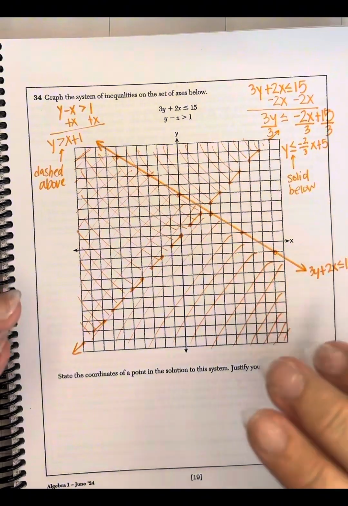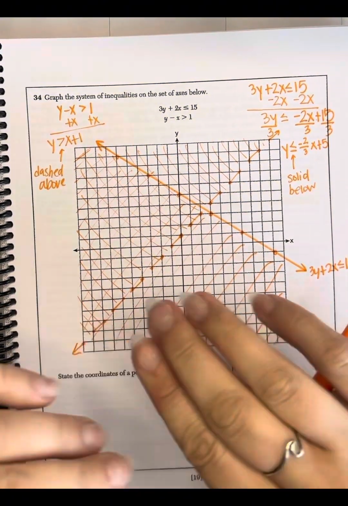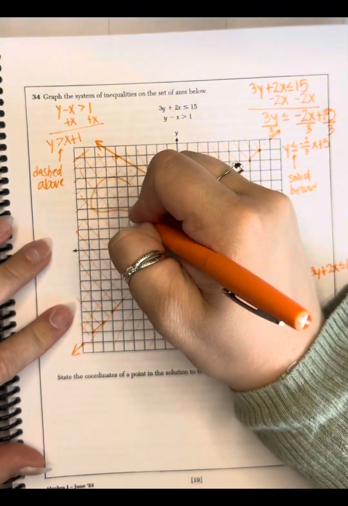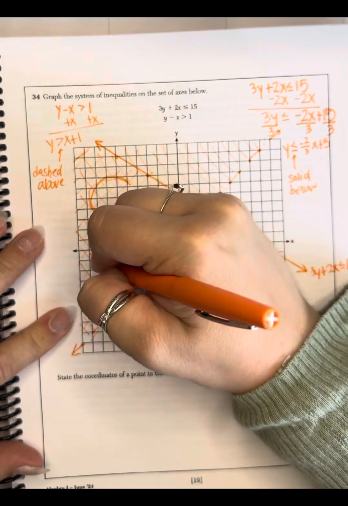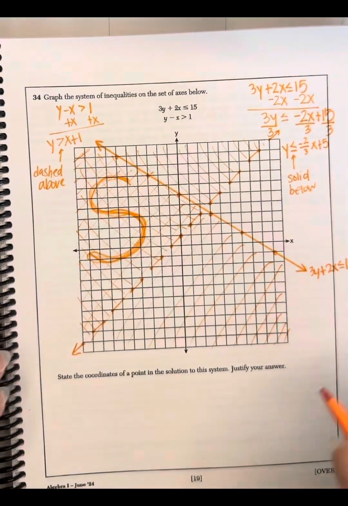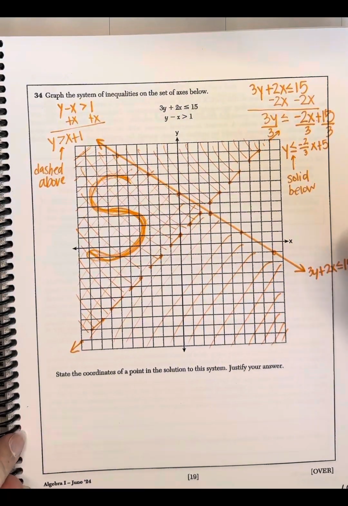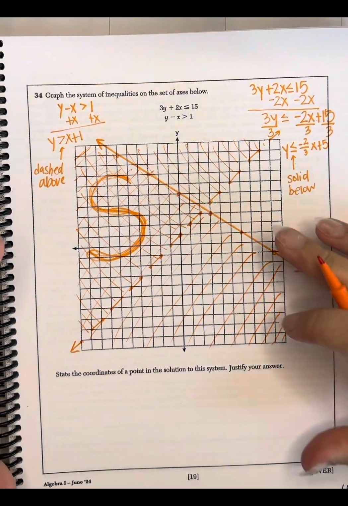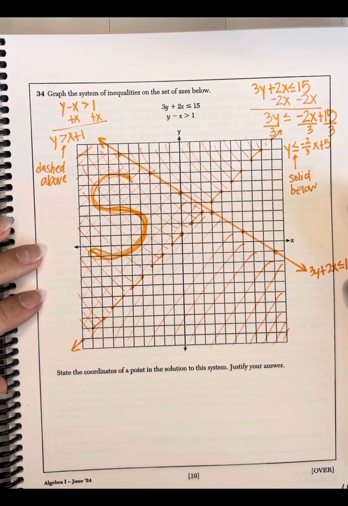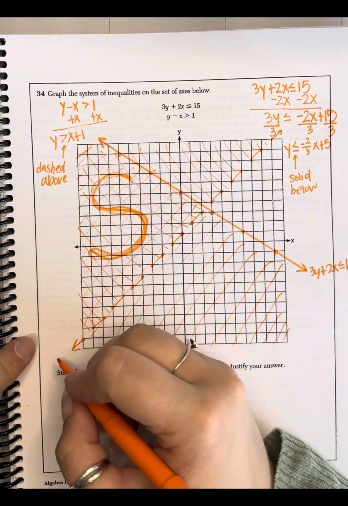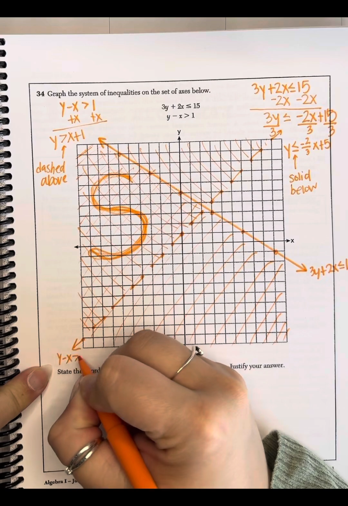And my double shaded area, so where the shaded areas overlap, is my solution set. So I'm going to put a big S there. Okay, make sure that you read. Sometimes I feel like they've used different letters besides S, but it doesn't tell us anything specifically. So there's our graph. We do have to label this. I almost forgot.